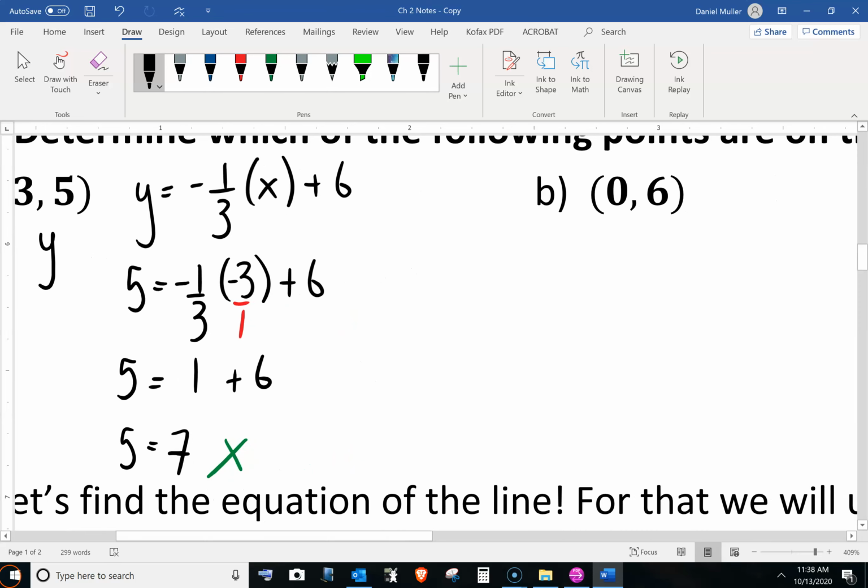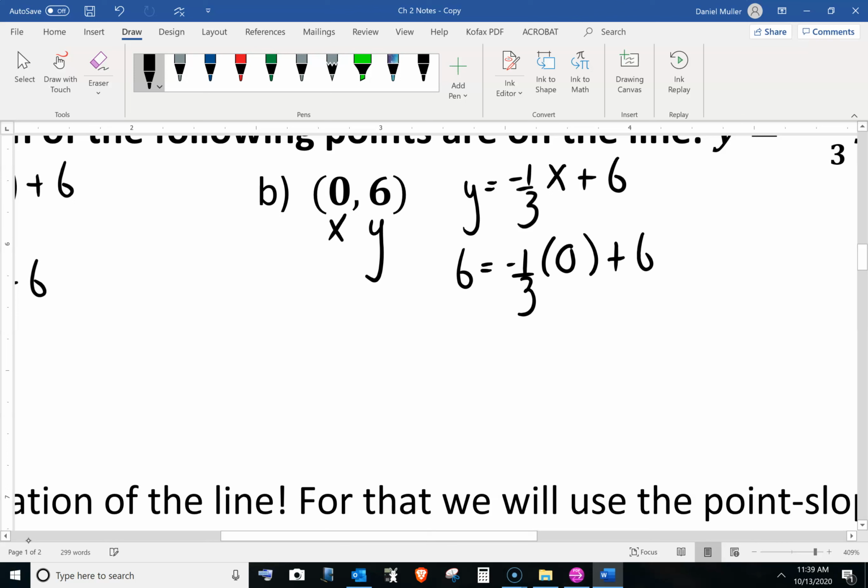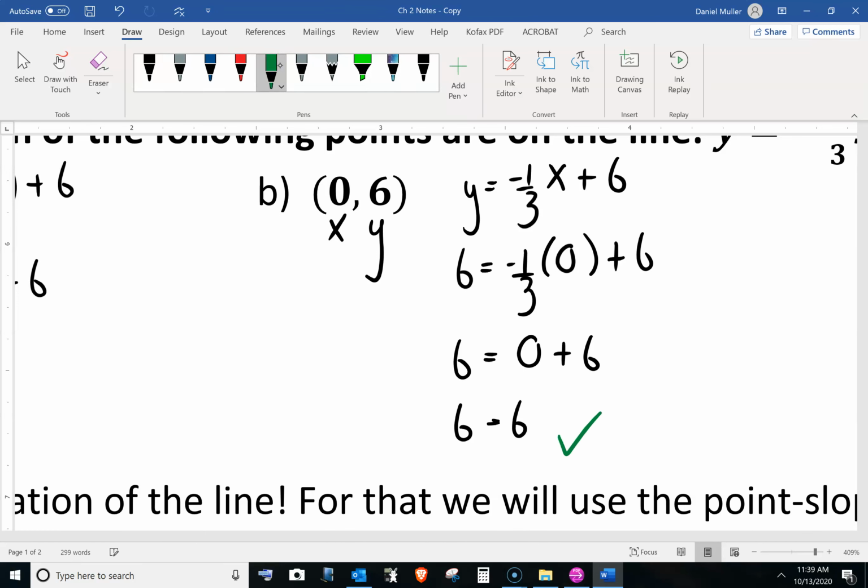Let's try the next one here. This is our x, and this is our y. And our equation was y equals a negative a third x plus 6. So our y is 6. And we have a negative a third times x. X in this case is 0, plus 6. Now 0 times anything is 0. So 0 plus 6, and 0 plus 6 is 6. So is this a true statement? Yes, it is. So yes, this is on the line. Whereas the other one was a definite no.